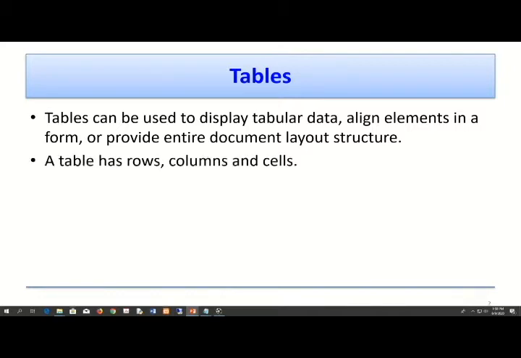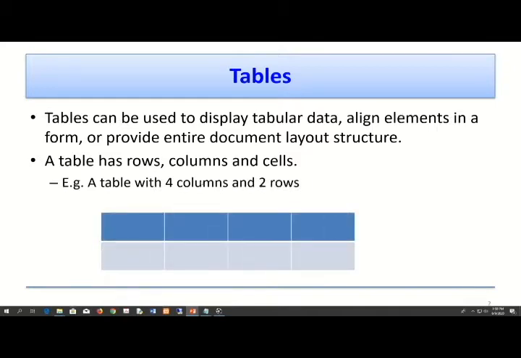A table contains rows and columns, and it is made up of a set of cells. For example, take a table with 4 columns and 2 rows, like this. This direction is called the horizontal direction. Horizontally, we call this a row, and this is another row. So in this table we have 2 rows.